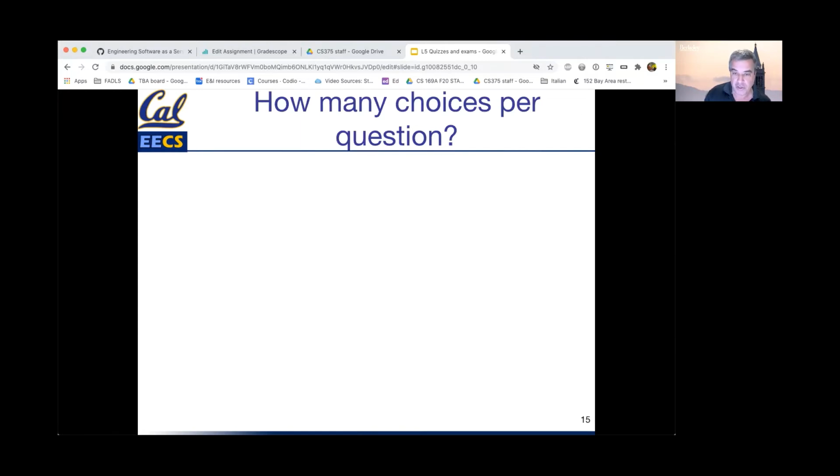How many choices should you have per question? In a typical multiple choice question, we talk about the correct answer or answers and the distractors, which are the wrong answers that are put there to sort of catch common misconceptions.